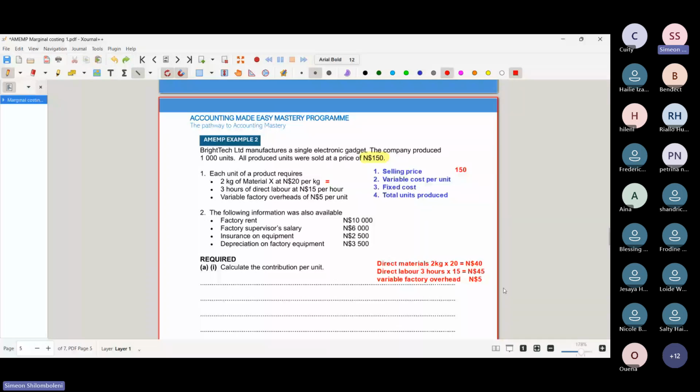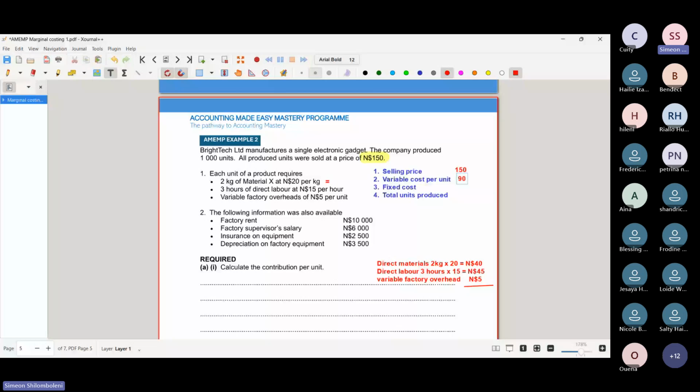Now, in order for us to produce this product, we need $40, which is made up of the 2 kgs that we are putting in, and each kg is $20. We also need to pay people $45 because they are spending 3 hours on that product, and we need to pay them $15. And we must also spend the $5 somewhere. So the total variable cost for this product will therefore be $90. Do we understand?